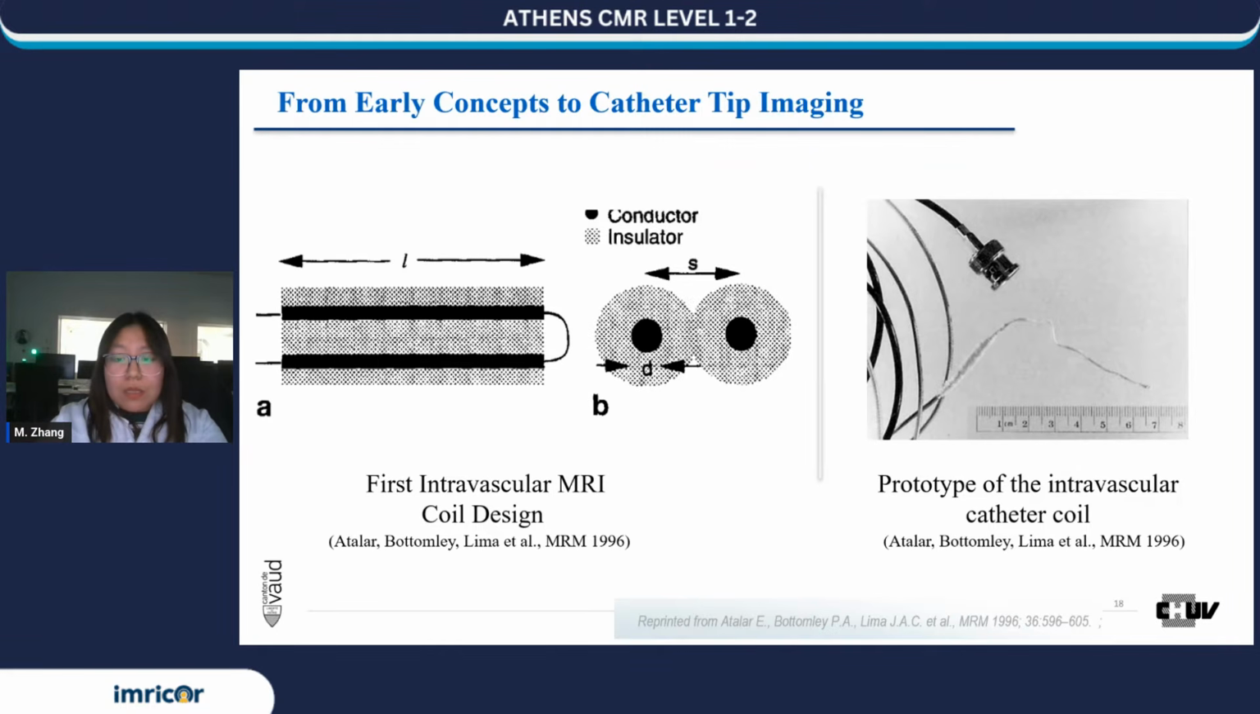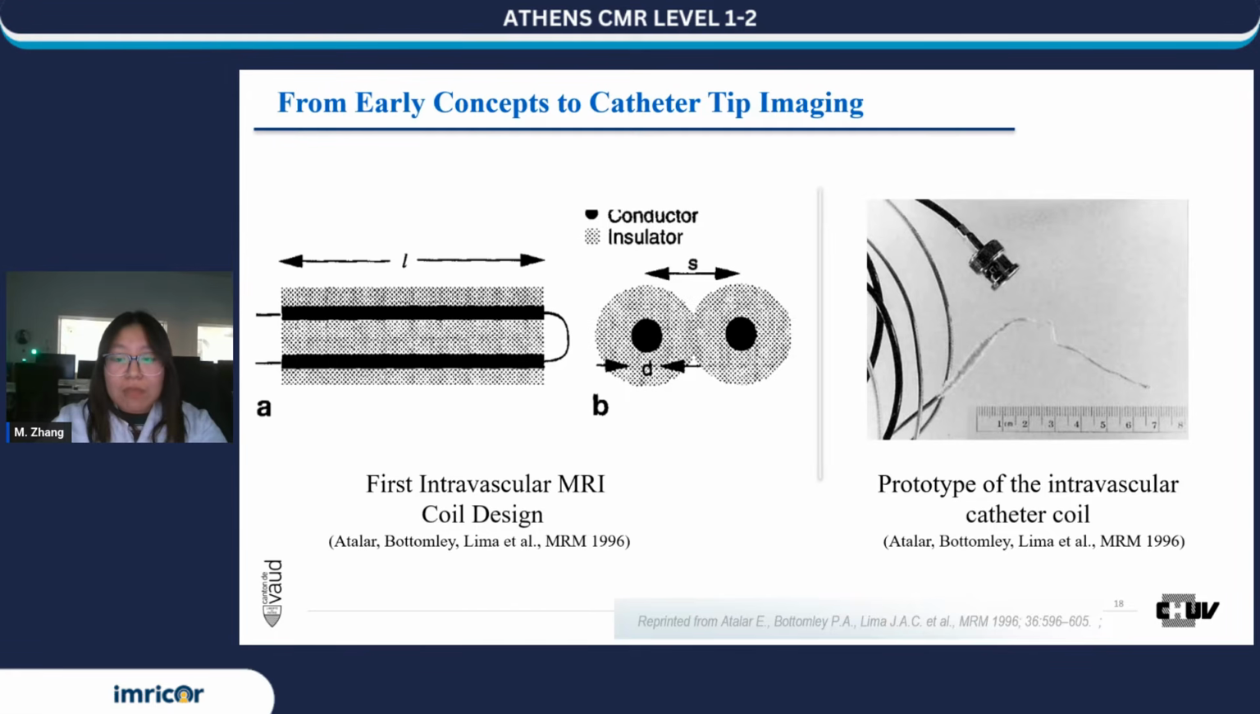About 30 years ago, João Lima and his team came up with a really forward-thinking idea. What if we could actually bring MR inside the vessel by using a tiny catheter coil? It was a bold concept at that time, showing that intravascular MRI could visualize the vessel wall and even plaque structures with almost microscopic detail.